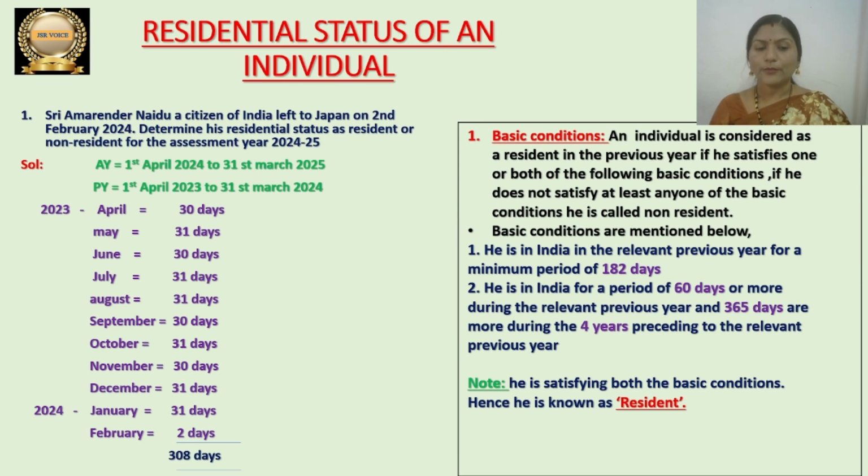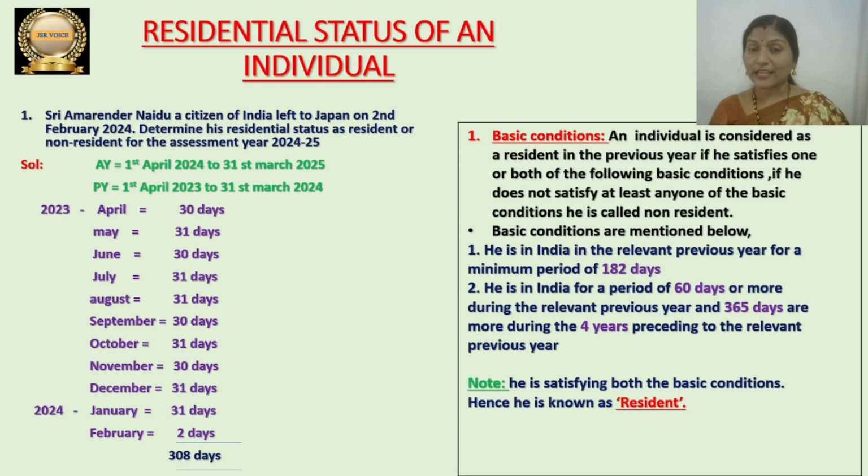So here, for the month of February, we took 2 days. January has 31 days in the year 2024. January, 31 days he stayed. In the month of February, 2 days he stayed in India. So later he was not in India.